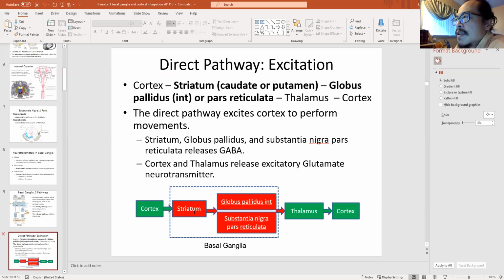So striatum, it could be the caudate or putamen, sent to the globus pallidus internal segment or pars reticulata in the substantia nigra, and then to the thalamus back to the cortex. So that's the direct pathway. And all this release GABA. So this I put it red because they basically are inhibitory nuclei.